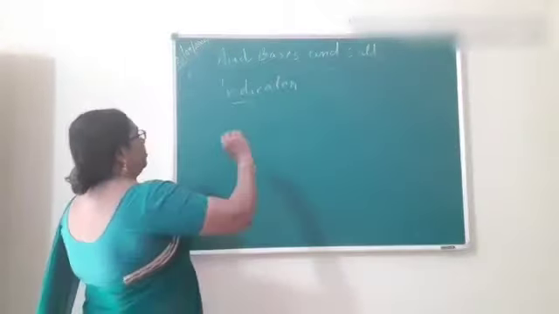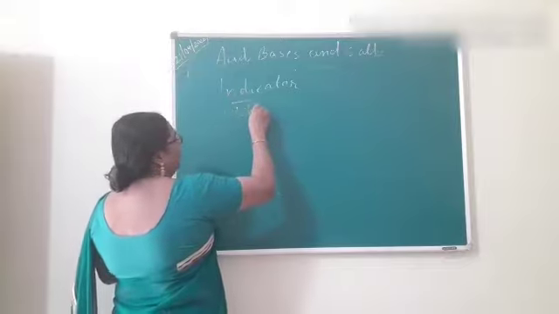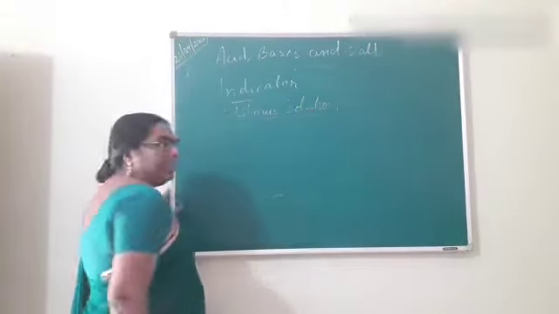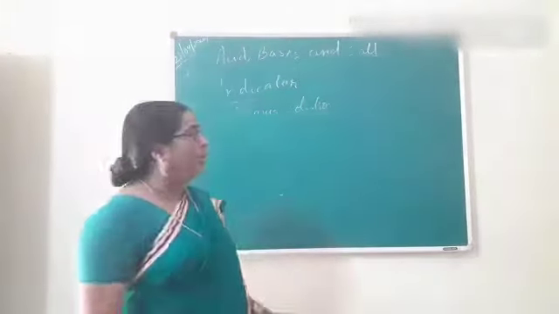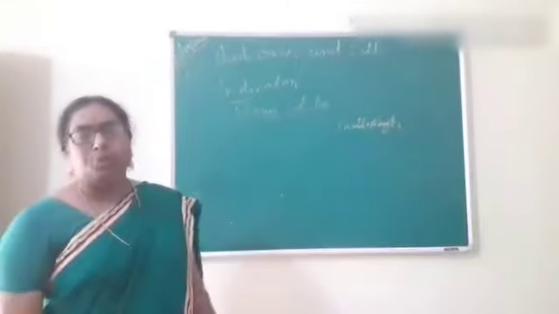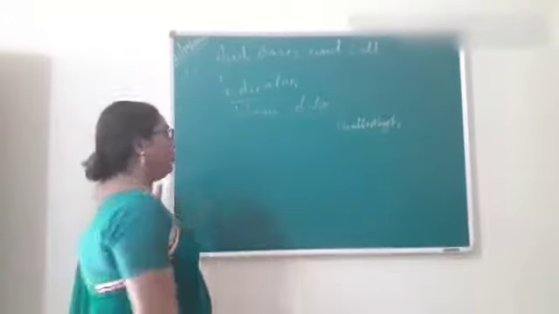Okay, let us pass through some of the indicators. The first one, let us consider litmus solution. Litmus is a purple colored dye. It is a purple colored dye which is obtained from a variety of plant called thallophyte. Okay, and this litmus solution is of two types. It is red litmus solution as well as blue litmus solution.